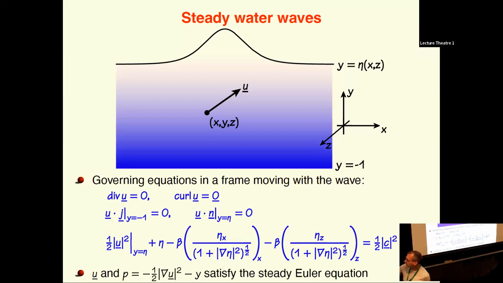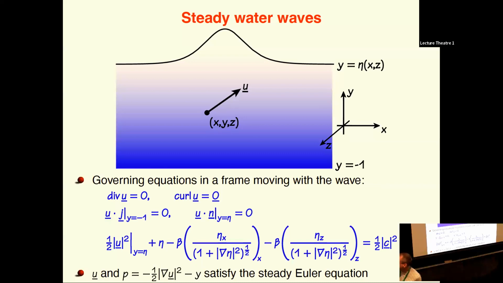And what you see here are the Euler governing equations for steady water waves in a frame moving with the wave. Okay, so the point here is the velocity, you can see it here, is a vector c. So I'm not assuming the waves are moving in any particular direction. They could be moving in the X direction, the Z direction, or in some direction of your choice. And those are the equations which you need to solve.